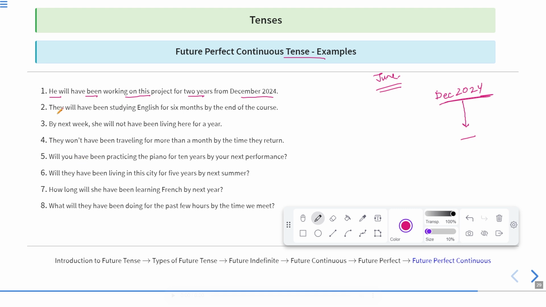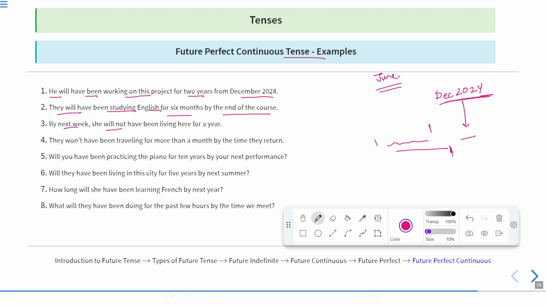Okay, they will have been studying English for 6 months by the end of the course. Now, here we are just making someone picture the scenario of the course or the duration of the course, the end of the course. It means the course is of 6 months, and by the end of this course, they will have been studying English for 6 months. Okay, it means the duration of the course is 6 months.